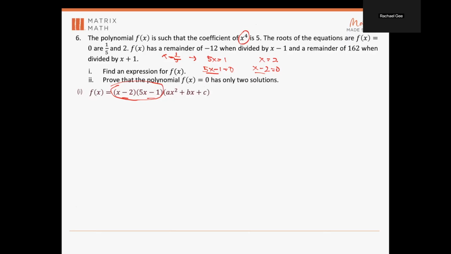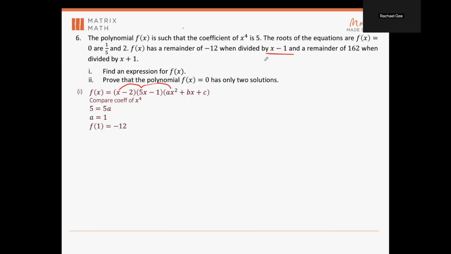Okay. Now that you are done with this, we will compare the coefficient of x^4. So to get the x to the power of 4 coefficient, you need to take x times 5x times ax². So over here will be 5, and then over here they tell you it's 5. So 5 = 5a, a equals 1. So now that you have a equals 1, we will sub in this part here.